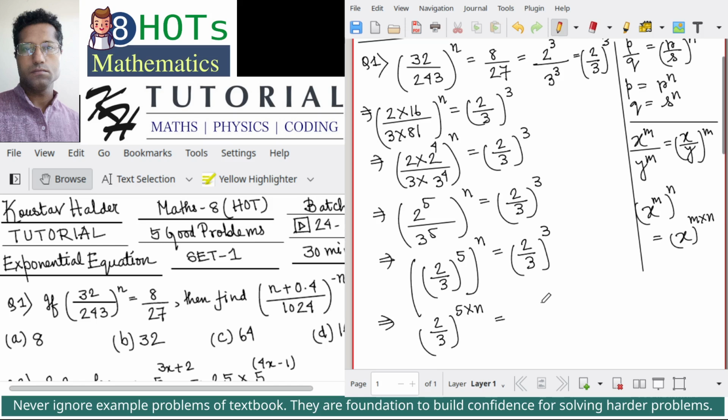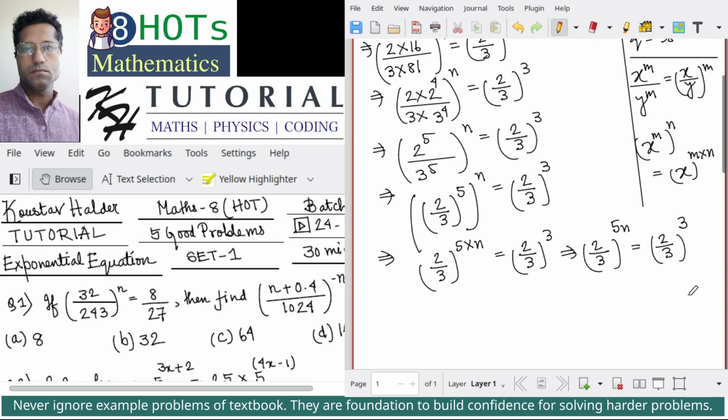We have (2/3)^(5n) = (2/3)^3. Now this implies (2/3)^(5n) is equal to (2/3) raised to the power 3. So now we get the equation where the base on both sides is the same, that is, the base is 2/3. Now we can equate the powers.